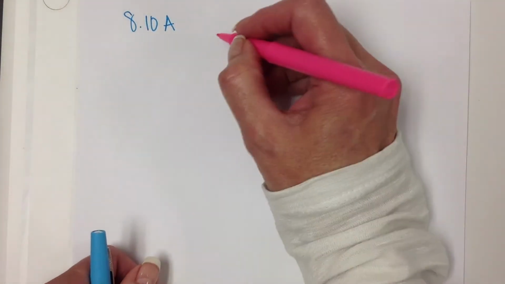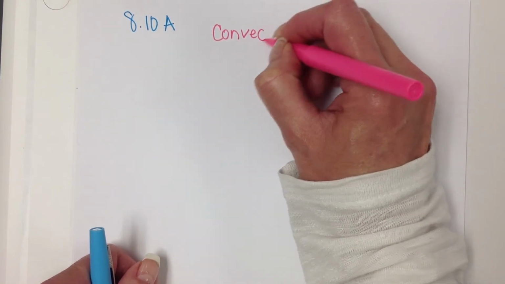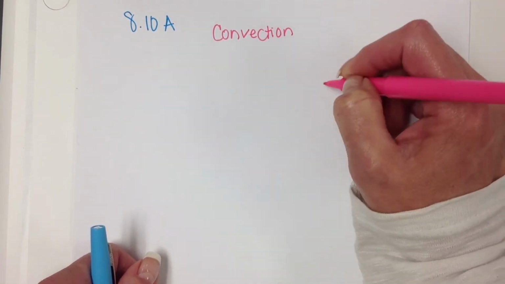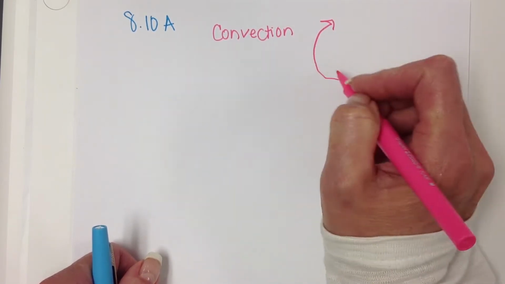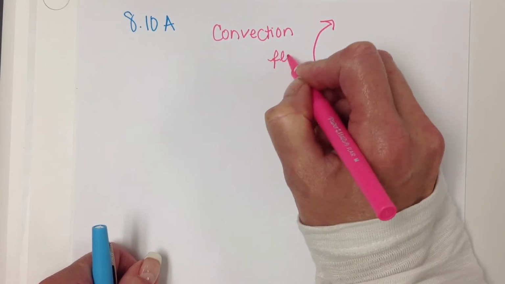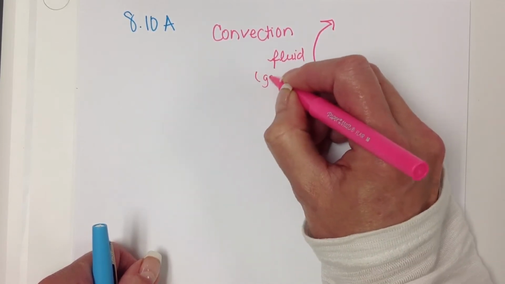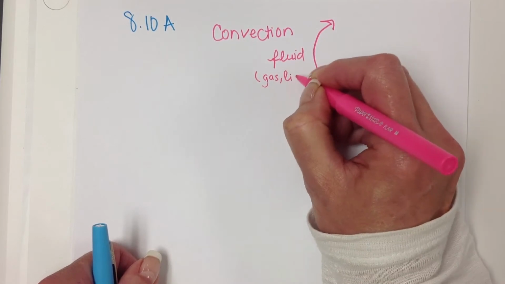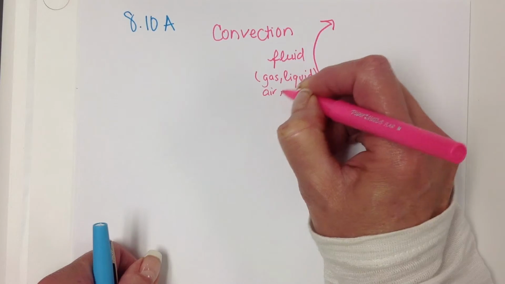So, convection. Anybody remember what convection is? Well, remember, convection currents are those circular transfers of heat energy. It's when the warm air or water, we're going to say a fluid, because that means gas or liquid. So that could be what? Air or water. See what I said? Air. And here we have water.